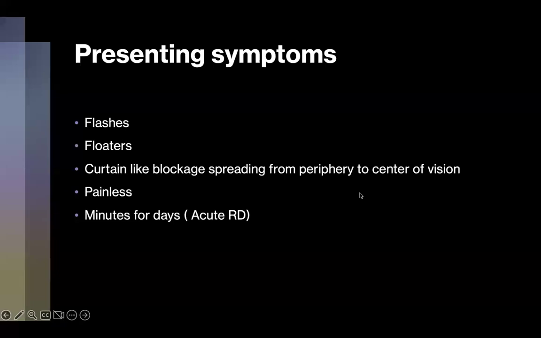So they present with flashes and floaters. Flashes means they will say there is some lightning sensation inside the eye. And the other thing they will say is there's a curtain-like thing blocking the vision, which progresses from the periphery towards the center of your vision.